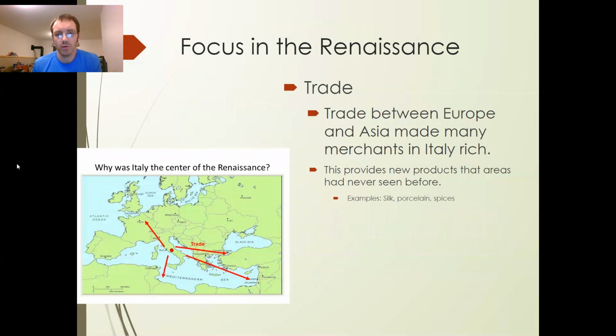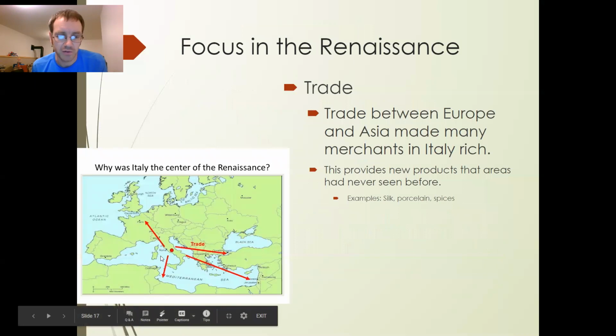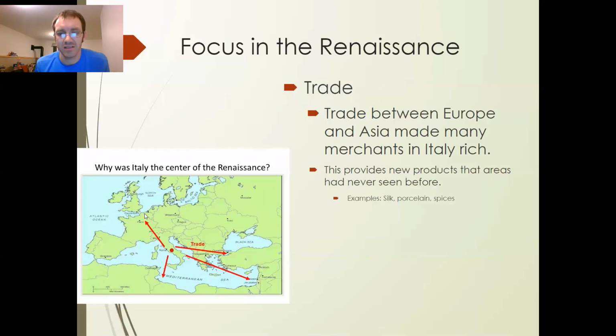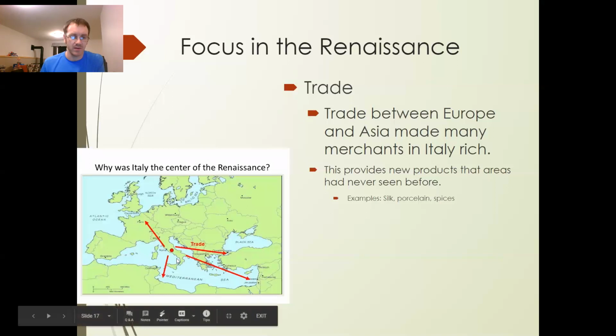All right, so what do we see focused on in the Renaissance? We've talked about a lot of this. One of the big things is trade. And you can see Italy is perfect for trade. The Mediterranean allows ships to flow to various different areas. They are kind of a gateway into Europe, and so they trade all over the place. And it provides new products that areas had never seen. Products like silk and porcelain and spices coming from Asia and different goods coming from Africa. And the merchants become filthy rich. They get a lot of money because they are able to trade with everybody, and they can be kind of a go-between of Asia and Africa with Europe.